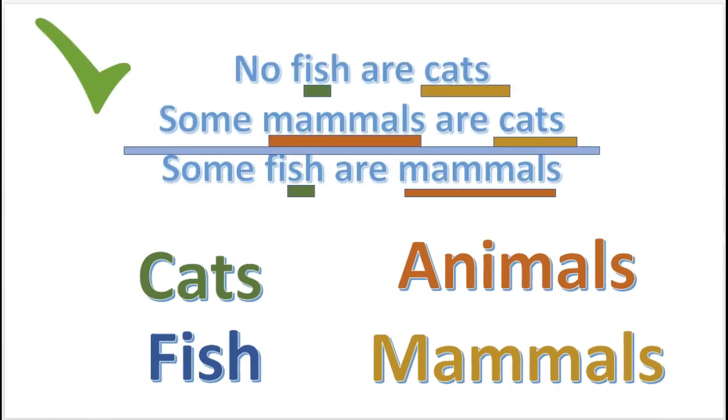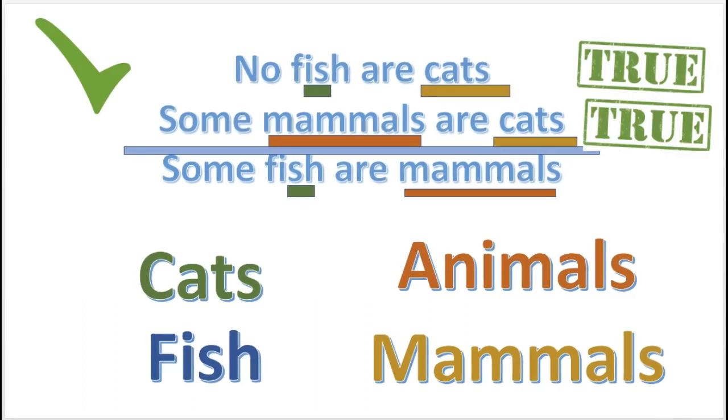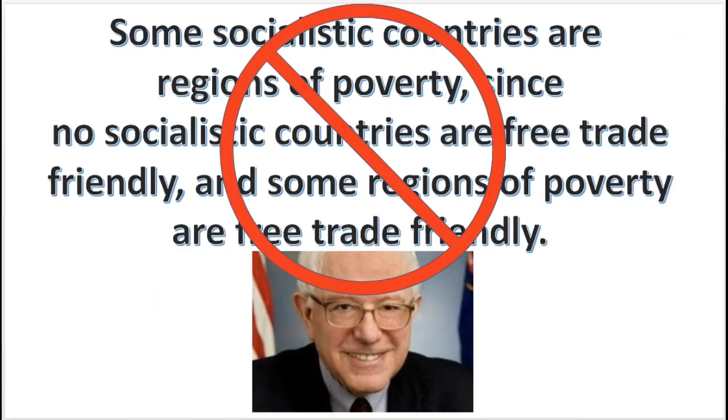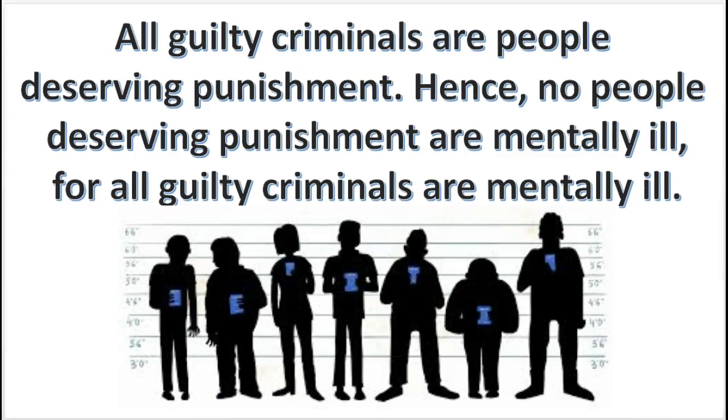Ding! That's right. True premise on the first one, no fish are cats. True premise on the second one, some mammals are cats. That's true. But the conclusion, some fish are mammals, that's false. And as you already know, true premise and a false conclusion means that the form is invalid. And if the form is invalid, then the original argument is invalid. Very good. All right, here's another practice problem.